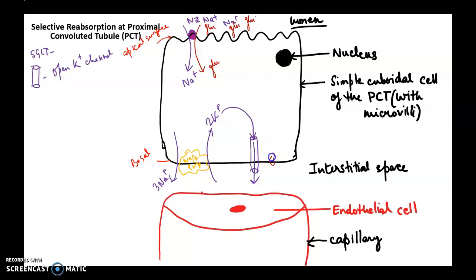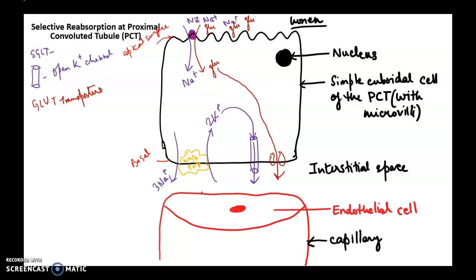So here we have these special transporters called GLUT. Do you remember GLUT, the GLUT transporters? So we have these GLUT transporters that will carry the glucose to the interstitial space. Okay. What else? So we are actually picking up both sodium and glucose from the lumen into the simple cuboidal epithelial cell, and we also are transferring the sodium and glucose into the interstitial space.